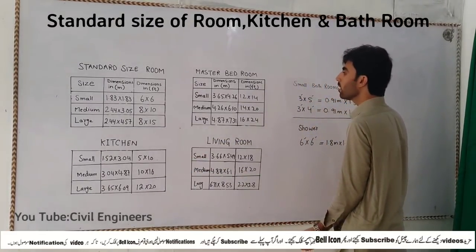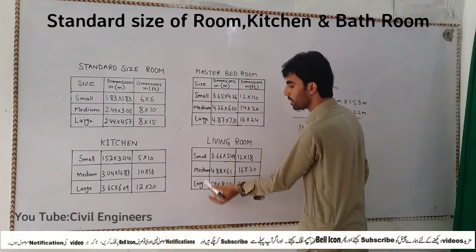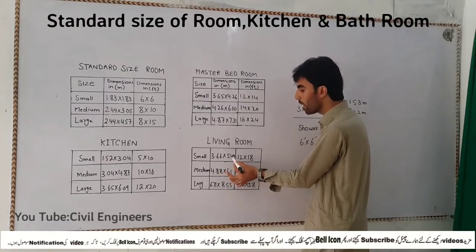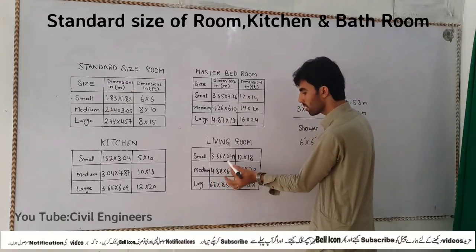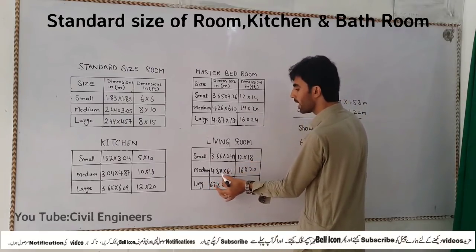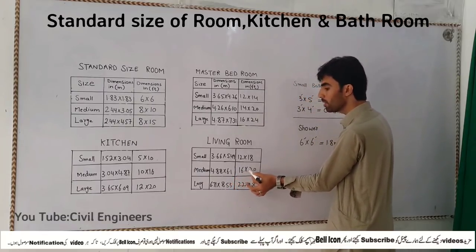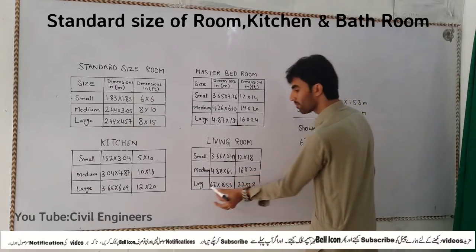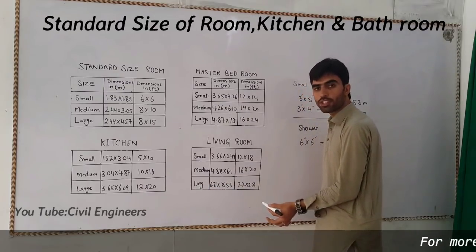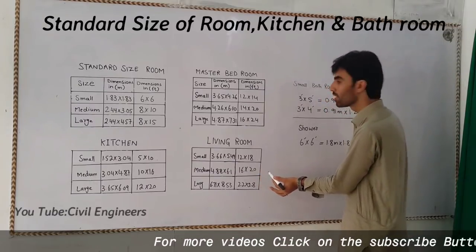The other one we have is the living room: small, medium, large. Small is 3.66 by 5.49 in meter, and in feet 12 by 18. Medium, 4.88 by 6.1 in meter, and in feet 16 by 20. Large one, 6.71 by 8.53 in meter, and 22 by 28 in feet.